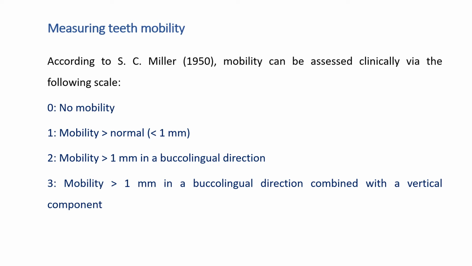According to Miller, mobility can be assessed clinically via the following scale: 0, no mobility; score 1, a horizontal mobility not exceeding 1 millimeter; score 2, mobility in horizontal direction more than 1 millimeter in buccolingual direction, while score 3 is mobility exceeding 1 millimeter in buccolingual direction combined with a vertical component.